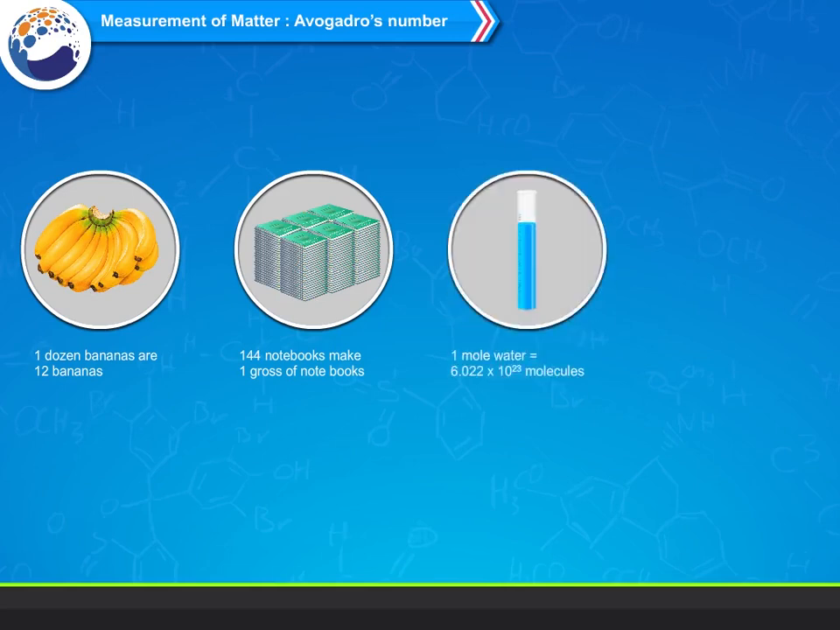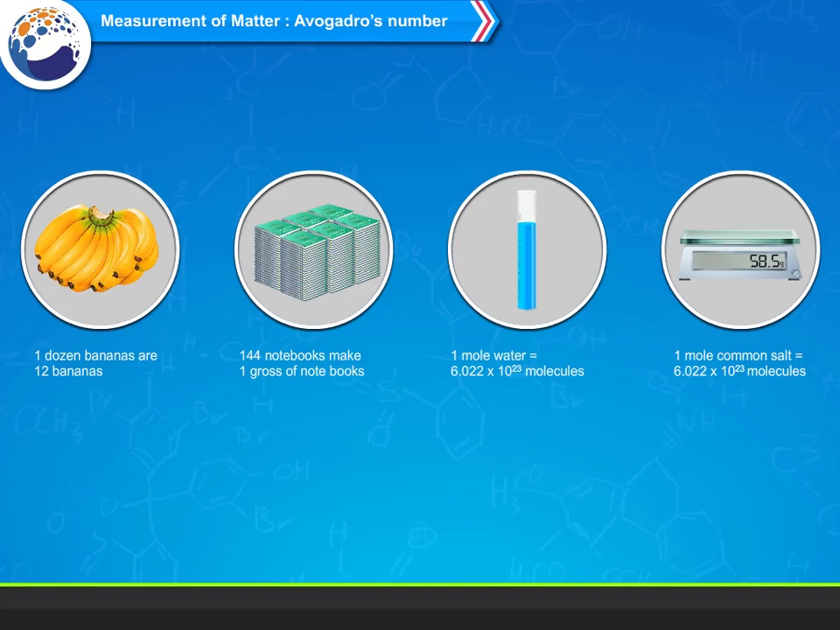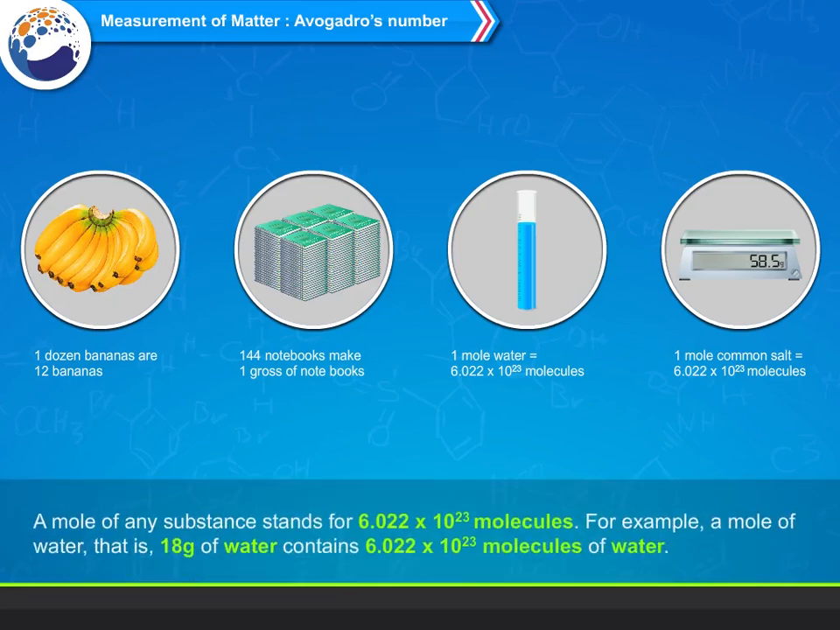1 mole water is equal to 6.022 multiplied by 10 raised to the power 23 molecules. 1 mole common salt, 6.022 multiplied by 10 raised to the power 23 molecules. A mole of any substance stands for 6.022 multiplied by 10 raised to the power 23 molecules. For example, a mole of water, that is 18 gram of water, contains 6.022 multiplied by 10 raised to the power 23 molecules of water.